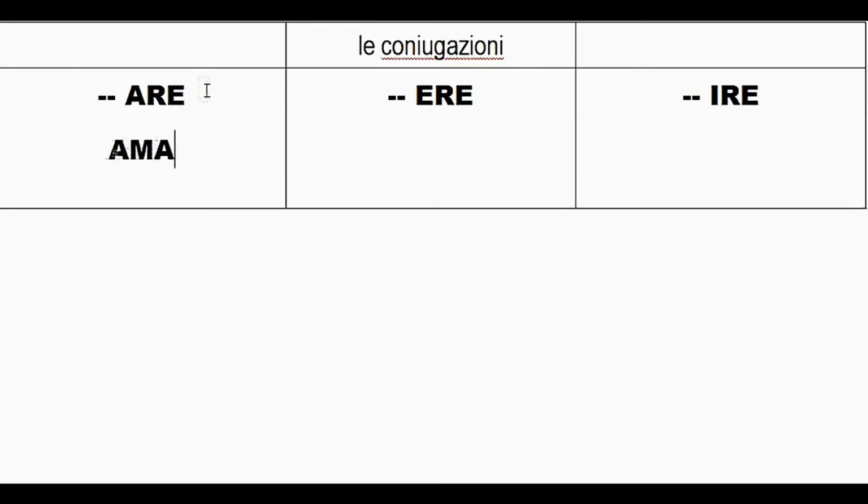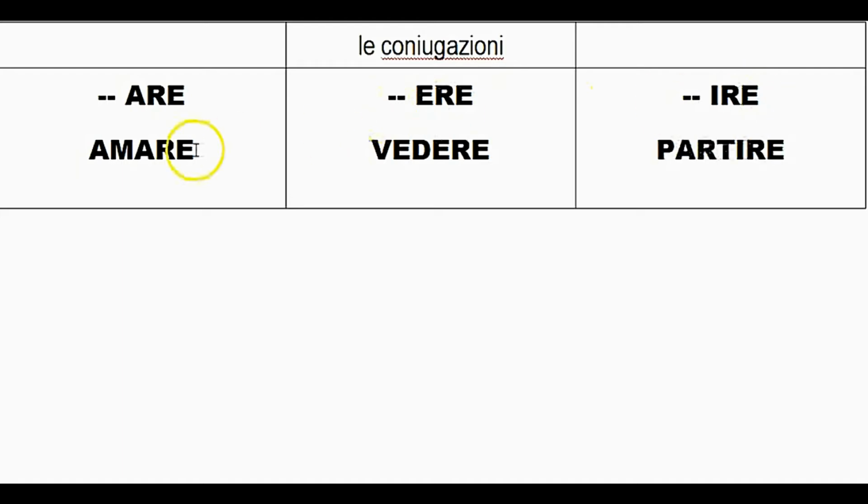For are, we choose amare. For ere, vedere. And finally, for ire, the verb partire. These are the infinitive forms. We go to amare and we split the stem from the ending that is specific of the infinitive of the first conjugation. Same thing with vedere. Ved is the stem, ere the ending of the conjugation.